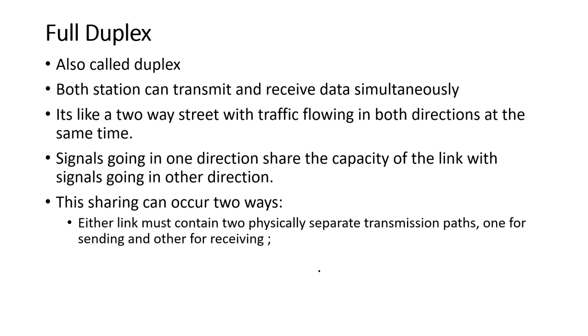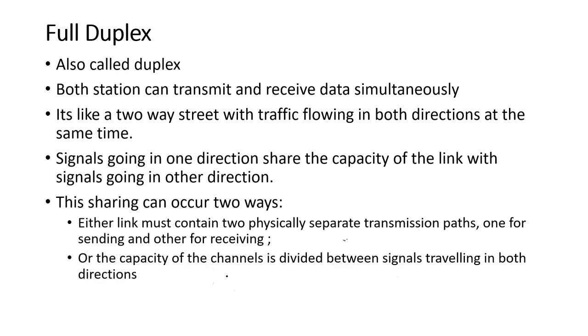The first one is that the link must contain two physically separate transmission paths, one for sending and the other for receiving. Means there are two devices A and B. One link is used there for sending and the other link is used there for receiving.